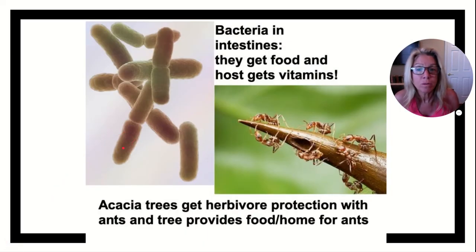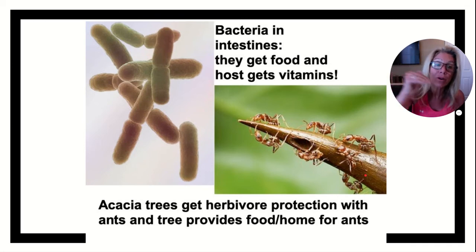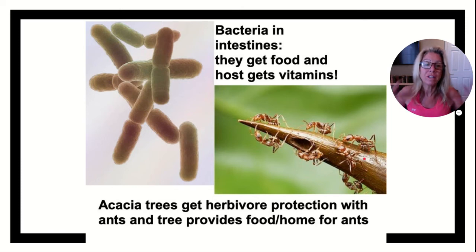Some other examples of mutualistic relationships are bacteria living in your guts, because they get food and nutrients, and they provide us, the host, with vitamins, and also take up space so bad bacteria can't live there. This is a classic example about the acacia tree. It provides both food and a home for ants inside its hollow thorns. And when some other herbivore comes to eat the acacia tree, the ants swarm all over that herbivore. So they're protecting their claim.